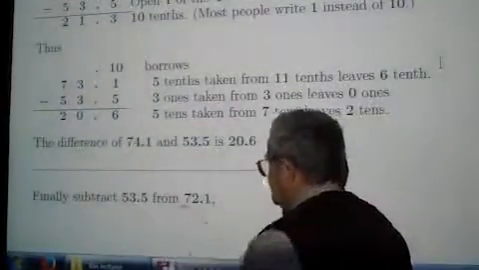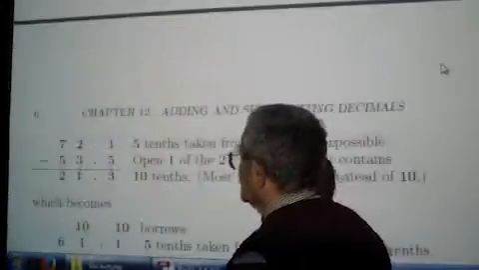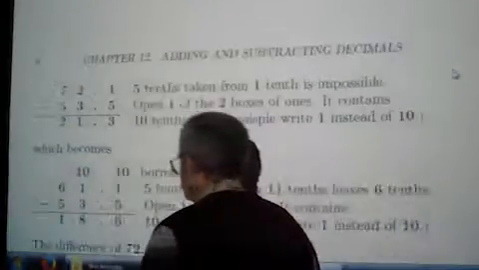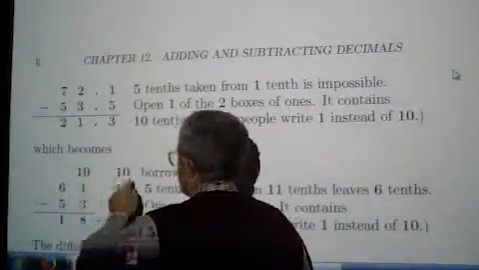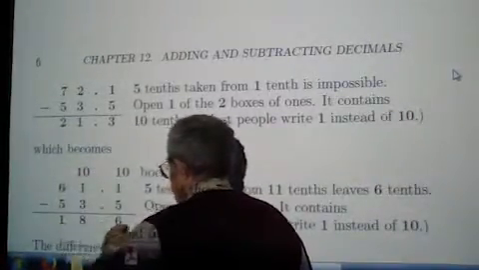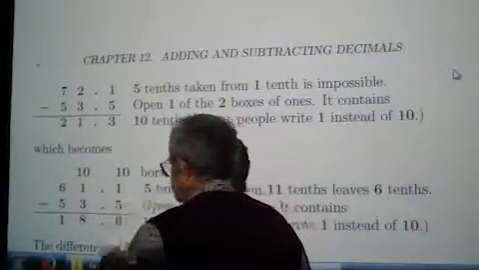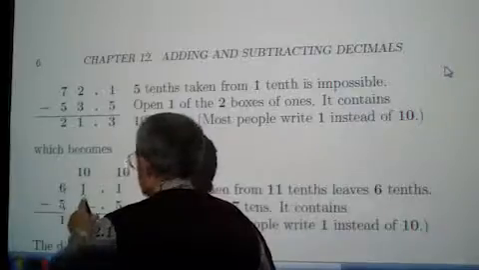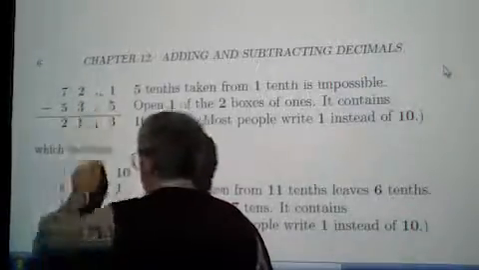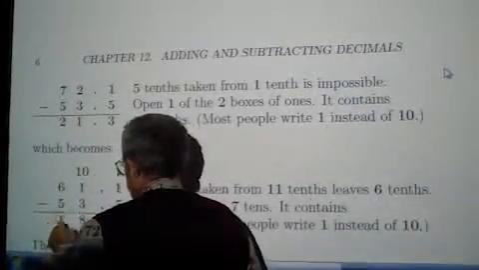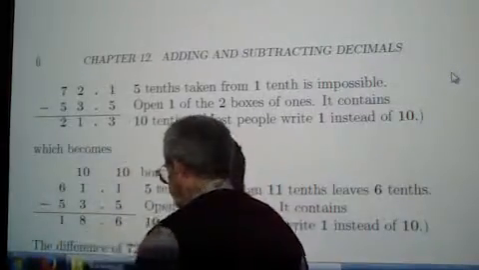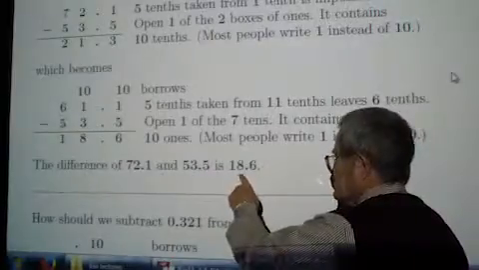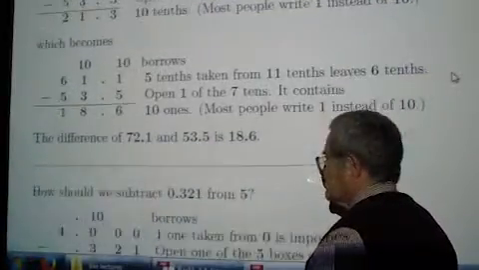Finally, subtract this from that. So you have 72.1 minus 53.5. I guess you borrow here, and you should get this answer. Quick check, this is 11. This is 11, 12. Yep, 11, 12. And this becomes 6. So that answer looks correct. Now the difference between these two numbers is 18.6.